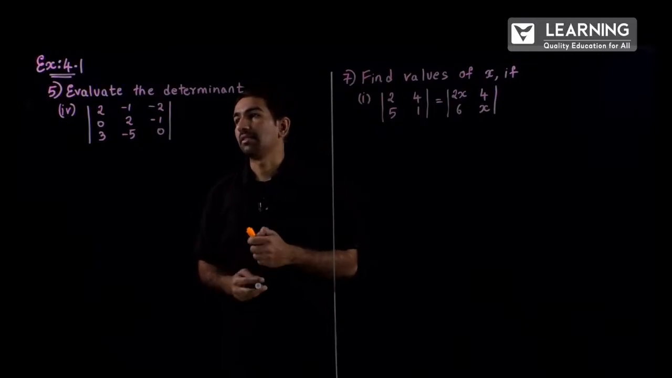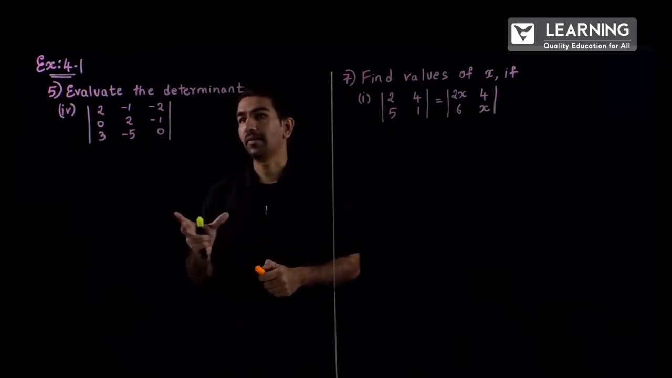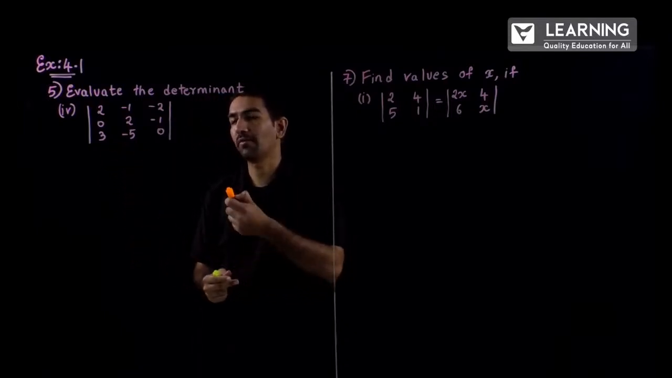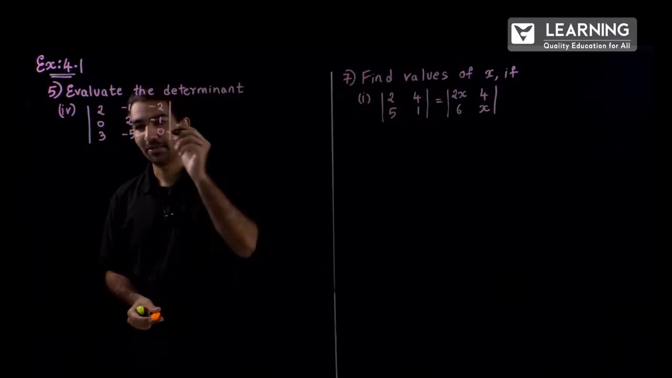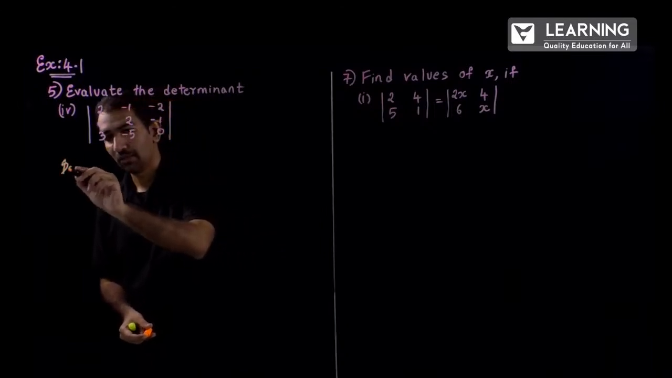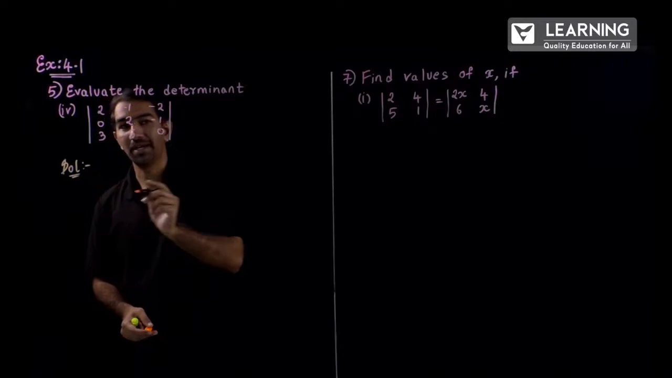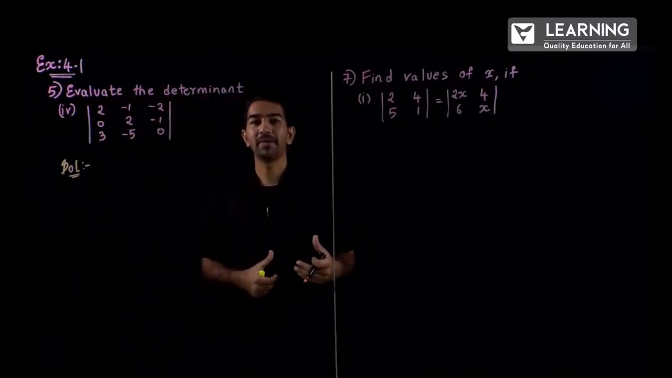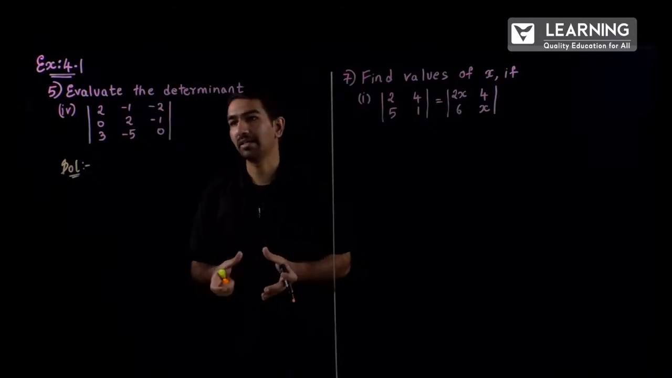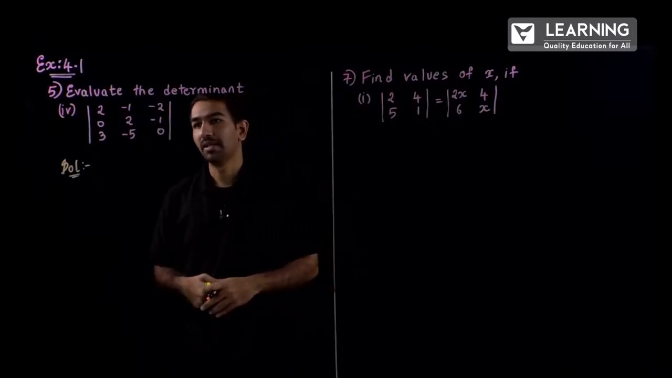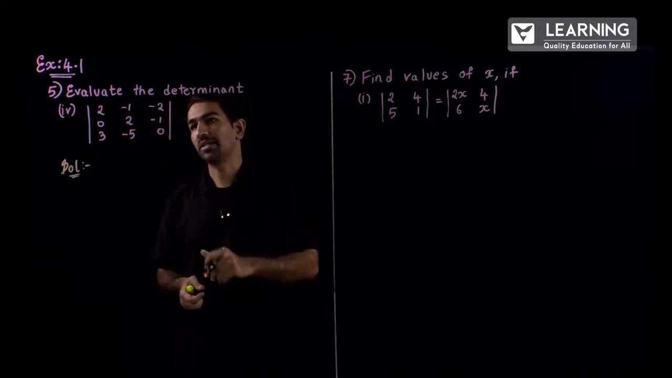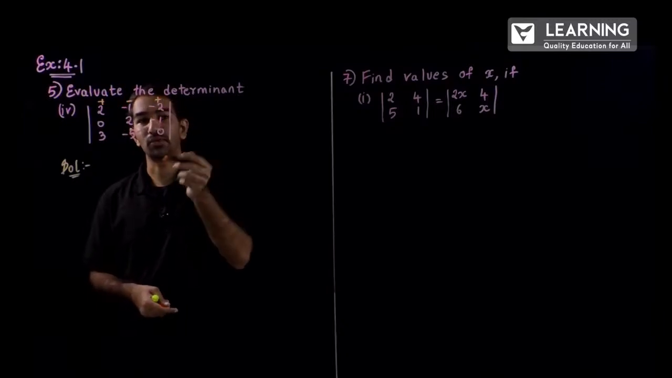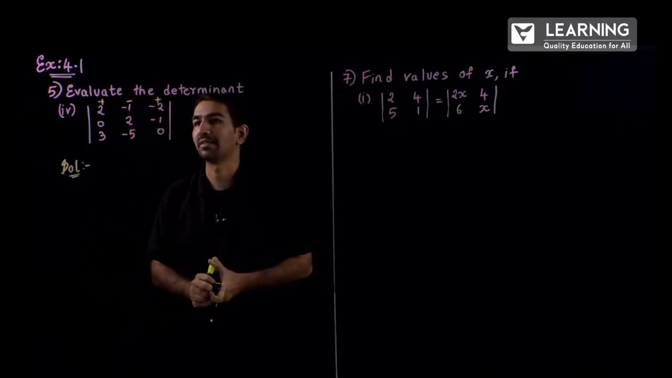Starting with the next question, number 5 of exercise 4.1. Evaluate the determinant, and the determinant is given. You have to evaluate and tell the right answer. So starting with the solution, students. Before we start, we have to know the cofactors, and we have to decide along which row and which column we are going to expand this determinant. So here we'll start with the first row itself. We'll write the cofactors plus, minus and plus. So these are the cofactors, right? Hope you remember what cofactors are.